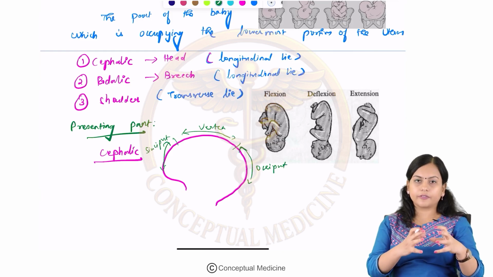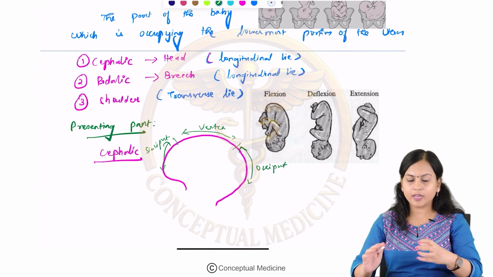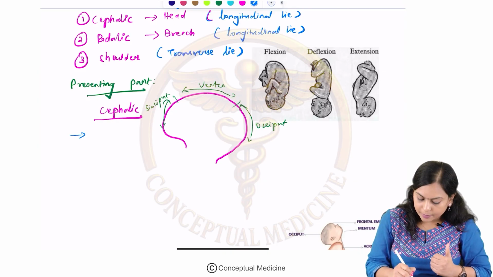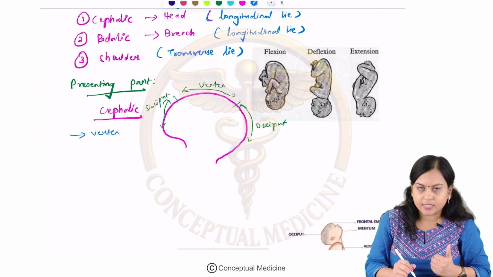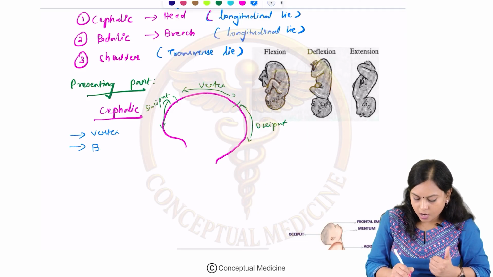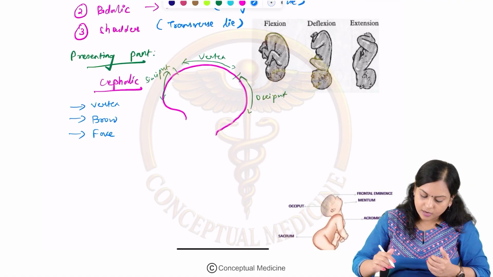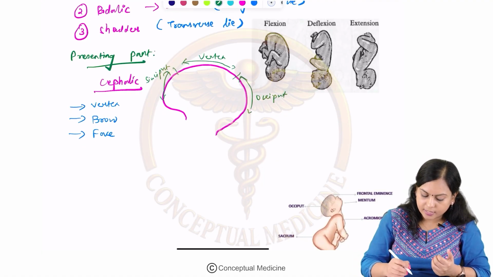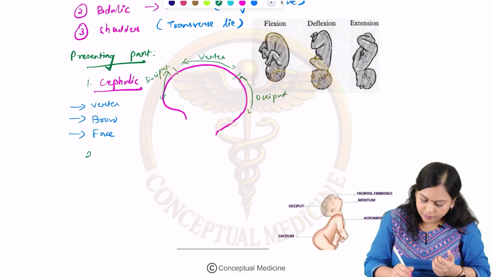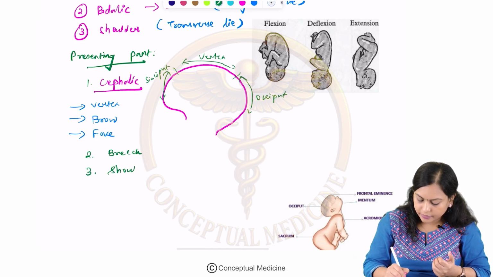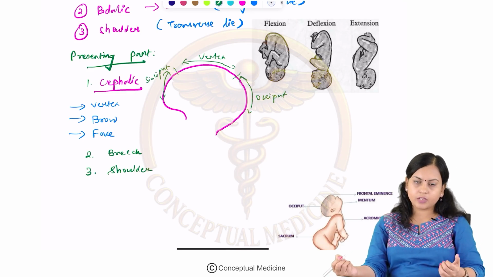So we cannot define everything as cephalic. To make it more specific, a cephalic presentation can be a vertex presentation, or a brow presentation, or a face presentation. Understood? And the other presenting parts can be the breech or the shoulder, as we have seen in the other types of lie.